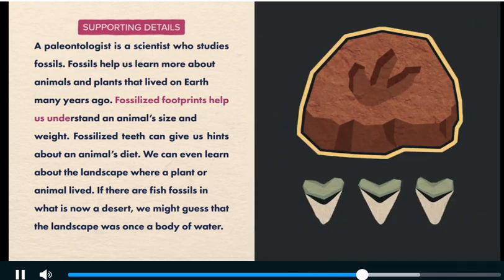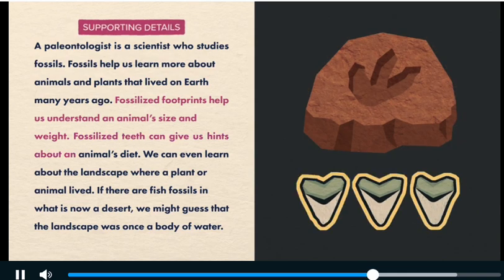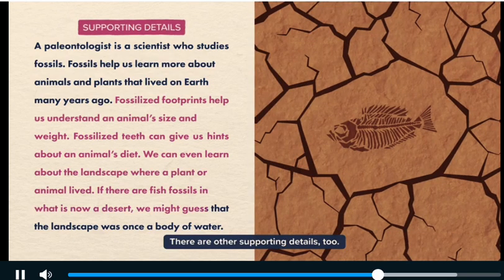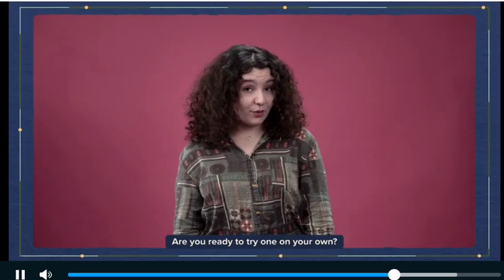Fossilized footprints help us understand an animal's size and weight. Fossilized teeth can give us hints about an animal's diet. There are other supporting details too. These details provide descriptions and examples that prove that the main idea is true. Are you ready to try one on your own?